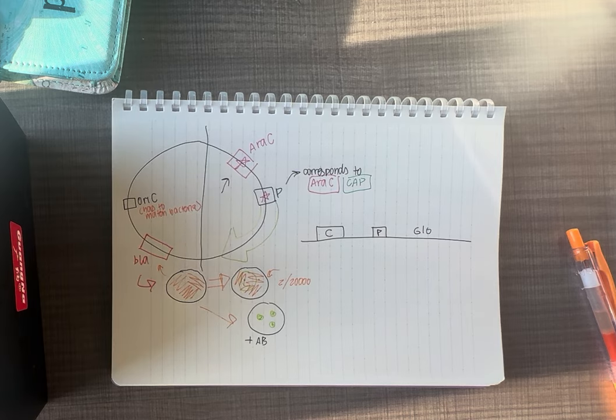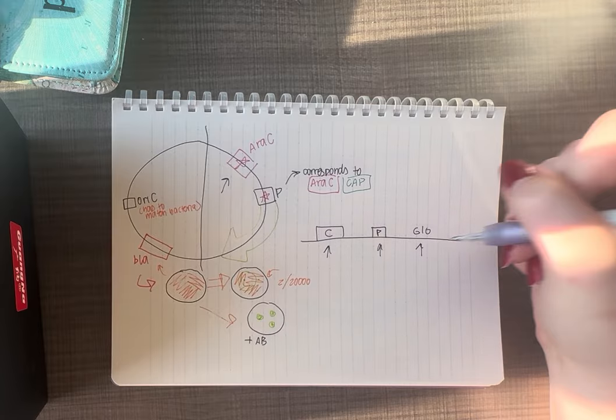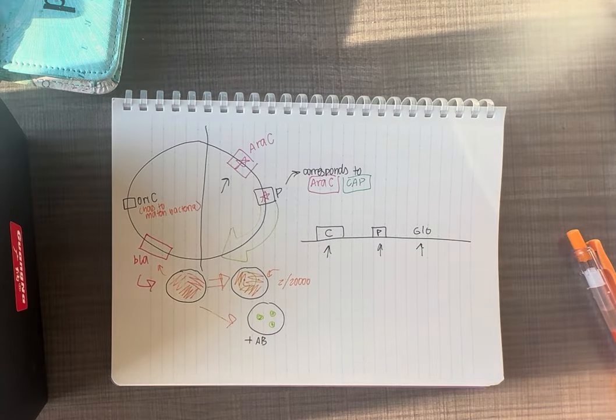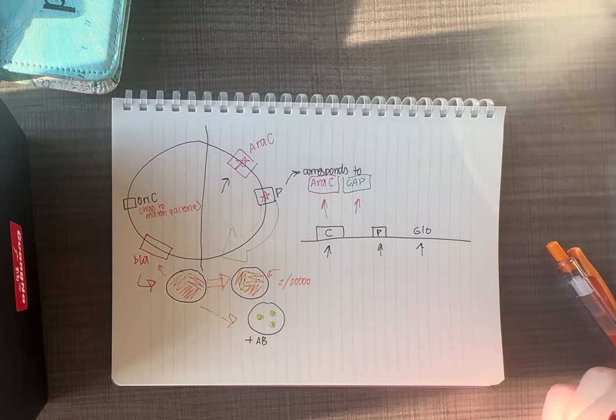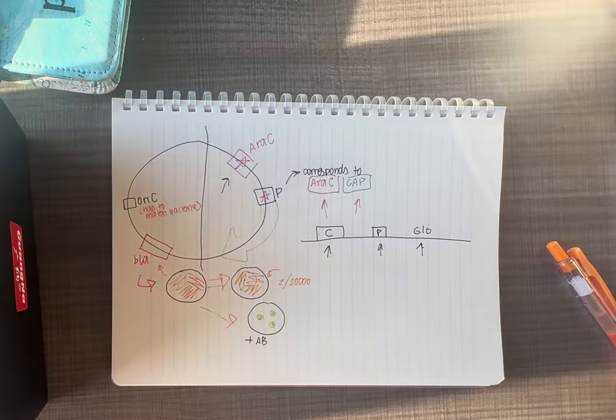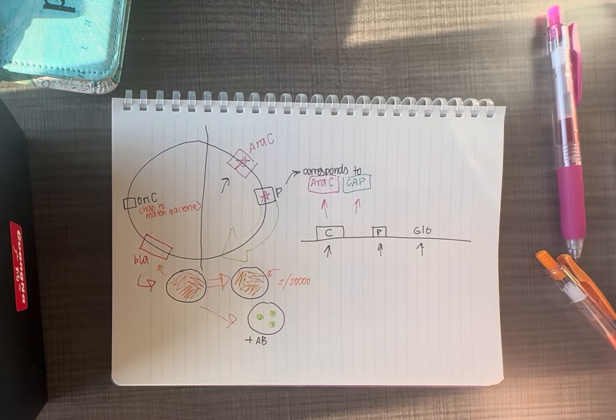So, the way that you would practice pGLO problems is the same way that you practice all the other problems. What if you have a mutation here? What if you have a mutation here? What if you have a mutation here? How would that impact araC? How would that impact CAP? That's all that he wants you to do. Just think of this as just any other promoter.